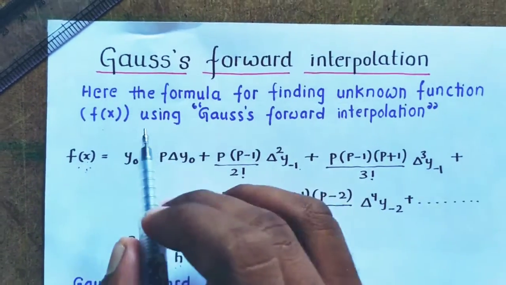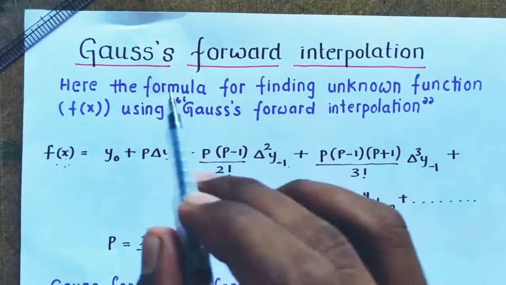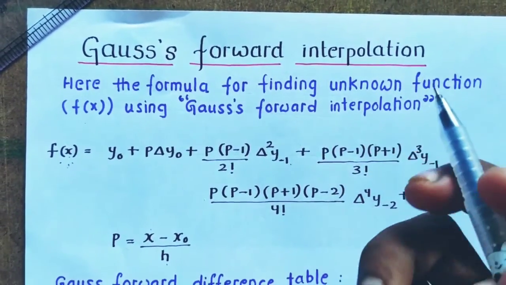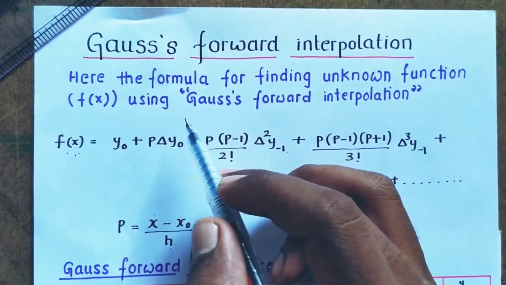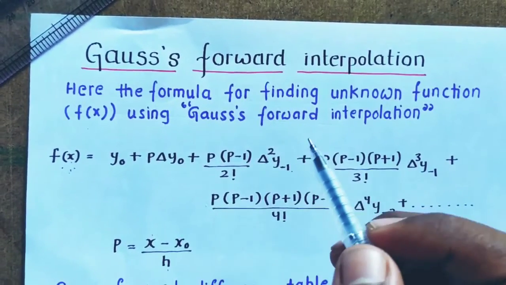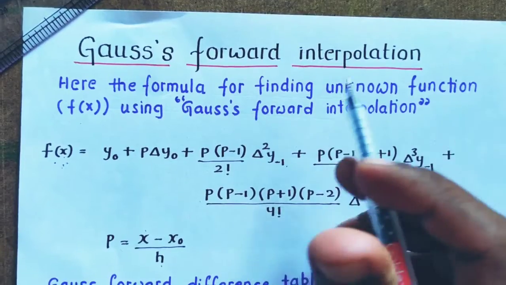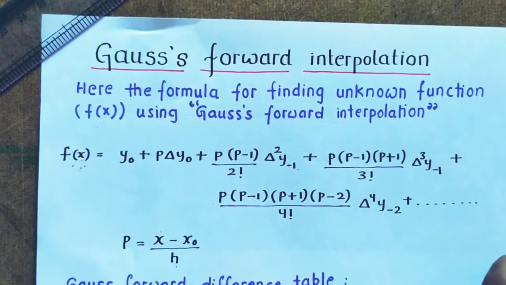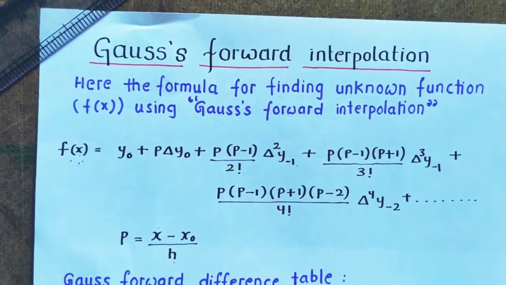Hi friends, today's topic is the Gauss forward interpolation method. This method is useful to find the unknown function, similar to the previous methods. In this method, the formula for finding the unknown function is different. If the given problem does not mention any method, we can choose any method to solve and find the unknown function.